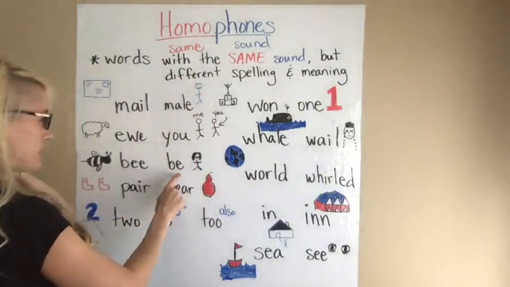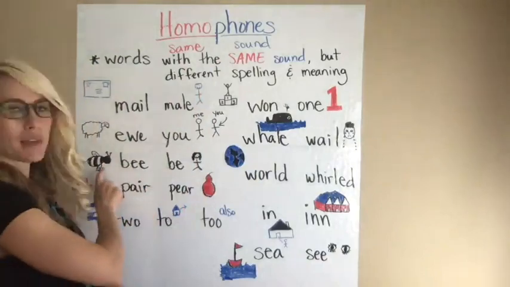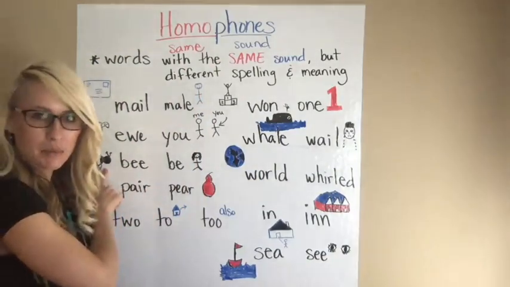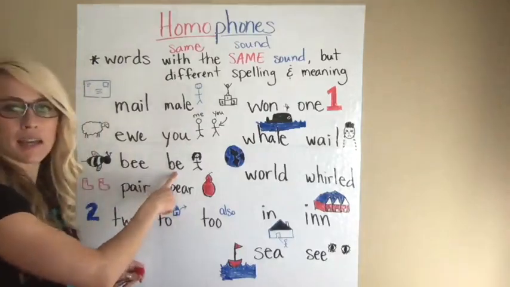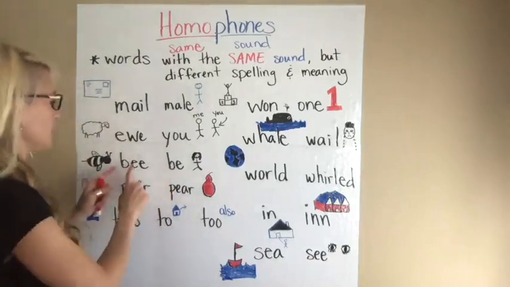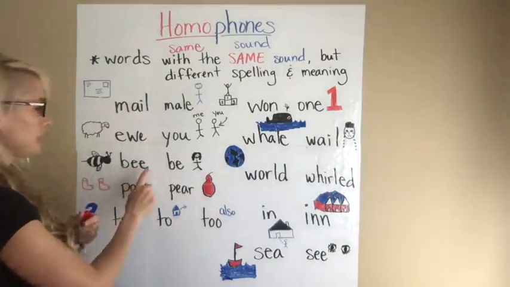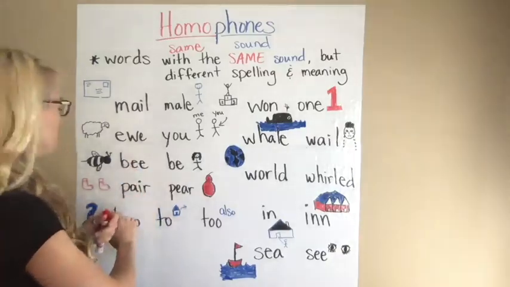Okay, B and B. You know that kind of bee that makes honey? That's the kind of bee we're talking about. And then this is the be, like I am, you are, he is, just to be, to exist. B-E-E and then B-E. So if you take one E off, it changes the meaning, right?